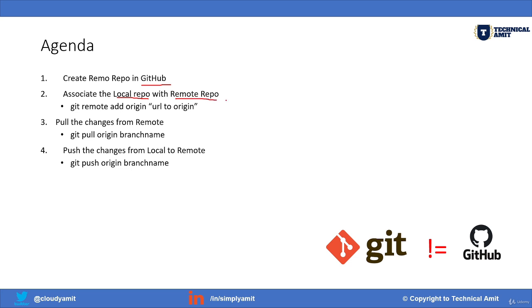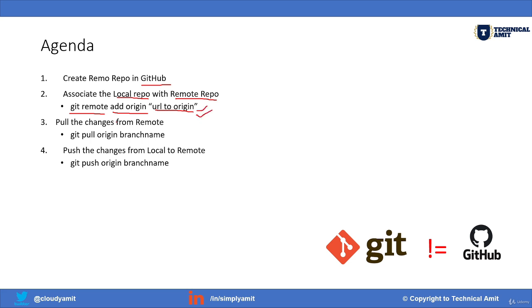That means you have now performed the development of your code, whatever you wanted to have. Now you want to push that code to your remote repository. So how will you do that? First, we need to associate our remote repository with the local repository. How will we do that? There is a command called git remote add origin, followed by the URL of our origin. We will see what URL we are going to use.